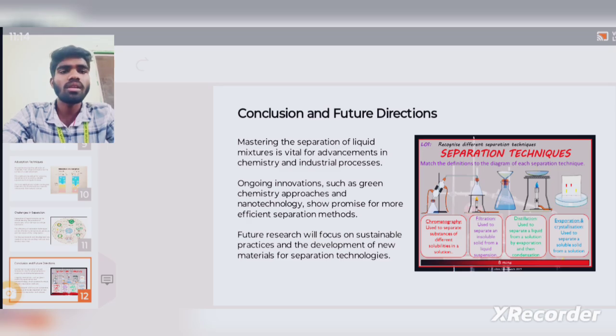Conclusion and future direction of separation of liquid mixtures. Mastering the separation of liquid mixtures is vital for advancements in chemistry and industrial processes. Ongoing innovations such as green chemistry approaches and nanotechnology show promise for more efficient separation methods. Future research will focus on sustainable practices and development of new materials for separation techniques. We can see the different separation techniques as shown in the figure.